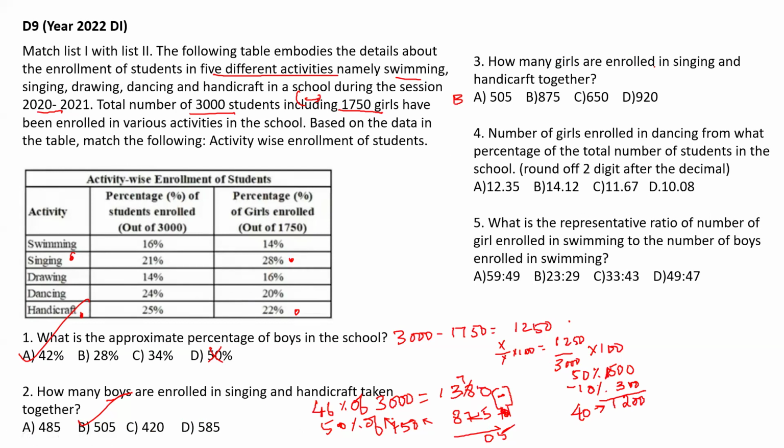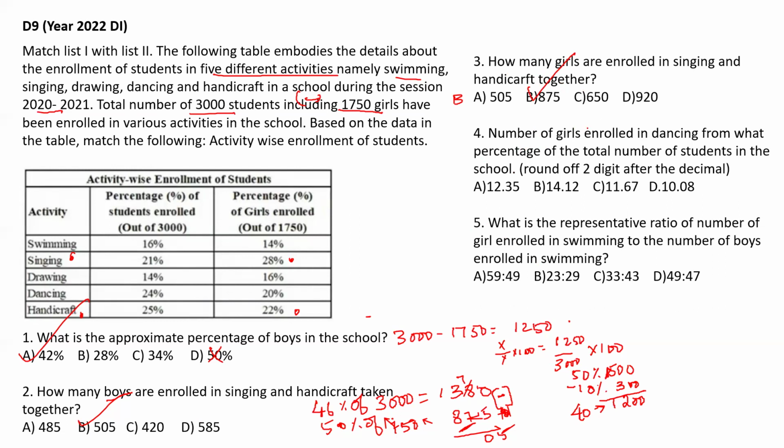Next, how many girls are enrolled in singing and handcrafts together? Singing and handcrafts together, it's very easy. Already we found, right? What was the answer? 875. So in the second question itself, you can find the answer of the third question instead of calculating. Very easy, right? Direct question.